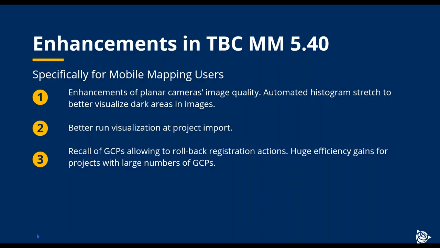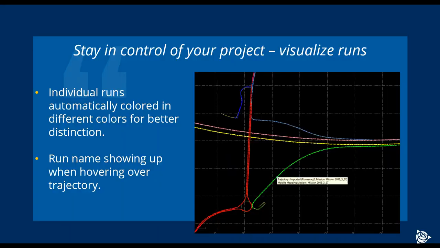Next function I want to mention, which is also very important and saves people who are registering to ground control points a huge amount of time: now they can recall ground control points registration, and that allows them to roll back registration actions. So basically they are able to edit registration and remeasure or repeat any points of registration.